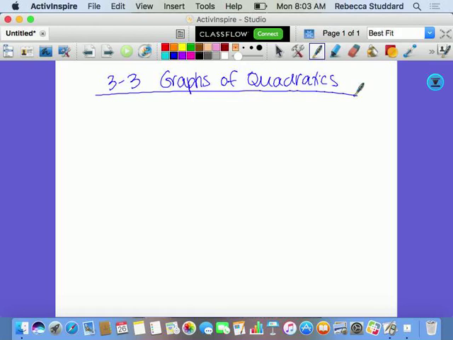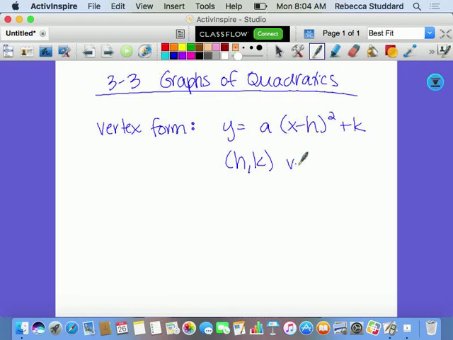We're going to be looking at quadratics in two different forms today. You've looked at them in factored form already. You've looked at them in standard form already. Today, the first type we're going to be looking at, though, is called vertex form. Vertex form of a parabola is y equals a times x minus h squared plus k, where (h, k) is the vertex.